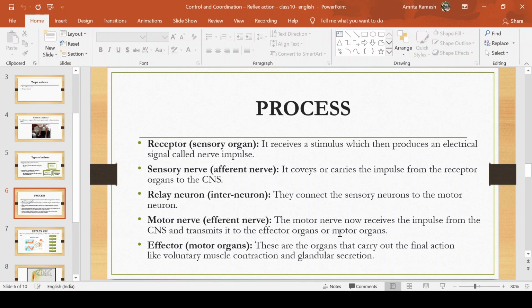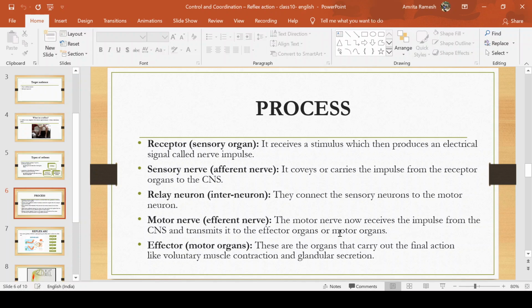Next, what is a relay neuron then? A relay neuron has another name, which we call an interneuron. Now, the word inter means something in between. This neuron lies in between the sensory neuron and the motor neuron. In between them, you have this relay neuron.